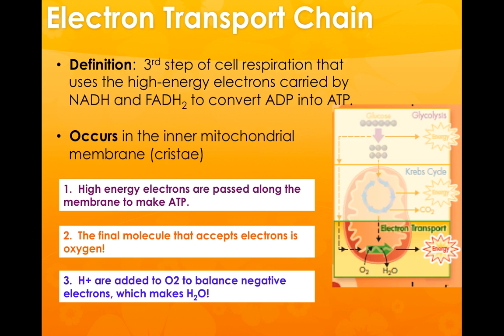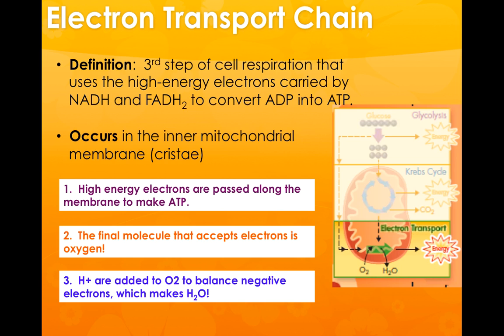Okay, the third and final step of the cellular respiration is the electron transport chain. This is the third step of cell respiration that's going to use all those high energy electrons that are carried down to the ETC by NADH and FADH2 to convert ADP into ATP on the electron transport chain. Where is the electron transport chain located? It's located in the inner mitochondrial membrane, or the cristae of the mitochondria.